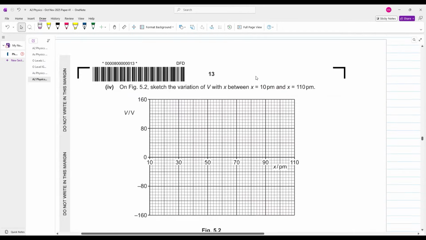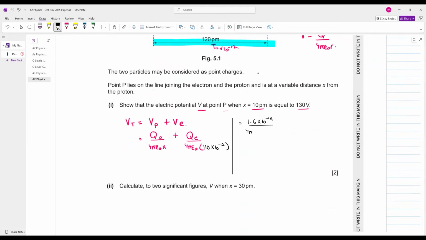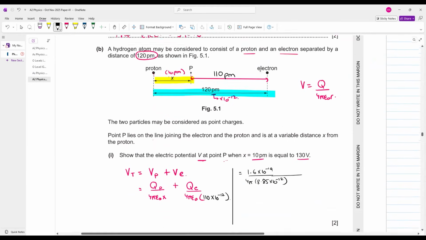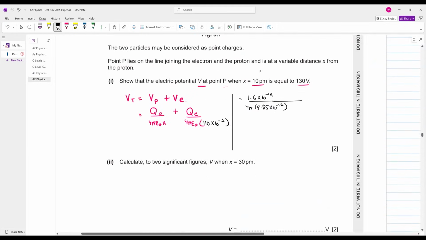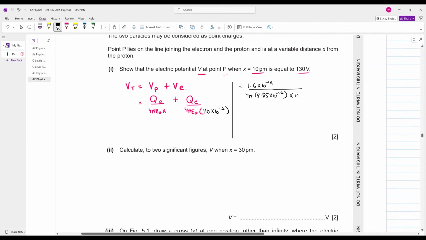8.85 into 10 raised to the power of minus 12. Okay. What is your value of x? 10 picometer. Sir, how do we write picometer? 10 raised to the power of minus 12. Plus, what is the charge on an electron? Negative 1.6 into 10 raised to the power of minus 19, divided by 4 pi. What is the value of E naught? 8.85 into 10 raised to the power of minus 12.